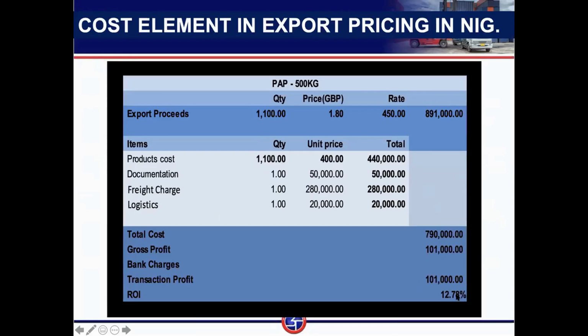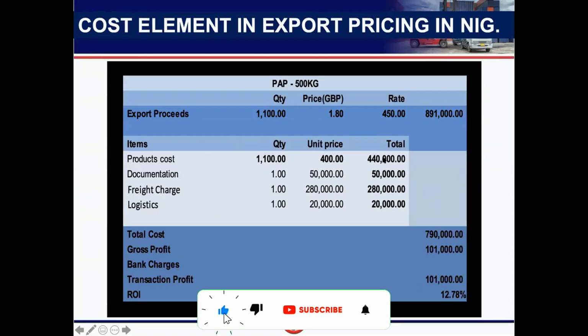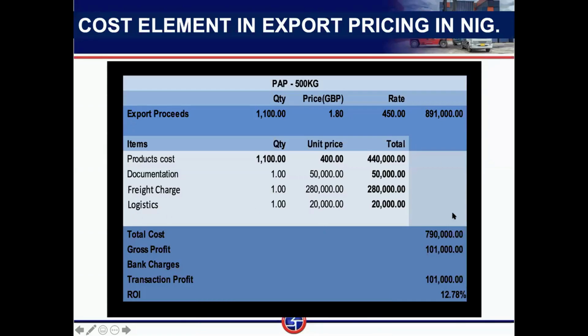Now, let's look at by air. By air, you notice the product cost, the documentation, the freight charge. Can you see the freight charge is more than half of the value of the goods itself? Freight charge, and then logistics, moving the goods, and then the shipment. This is for PAP. I do PAP every now and then, and this is the detail for PAP export.